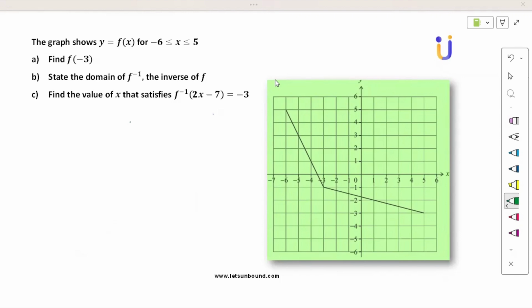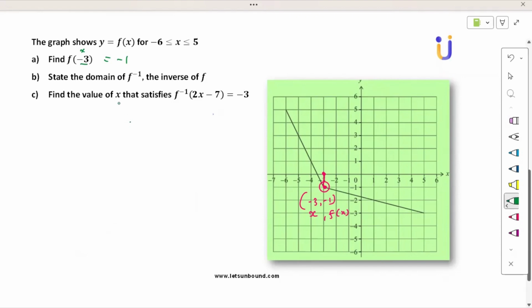First thing, find f of minus 3. How will you find it from the graph? f of minus 3 corresponds to an x value, so you go to minus 3 on the x-axis, and then go perpendicularly to the graph. This is where we are at. What is this point? It's minus 3 comma minus 1. If this is x, then this is your f of x. So f of minus 3 is minus 1. Very simple, and this will earn you 1 mark.